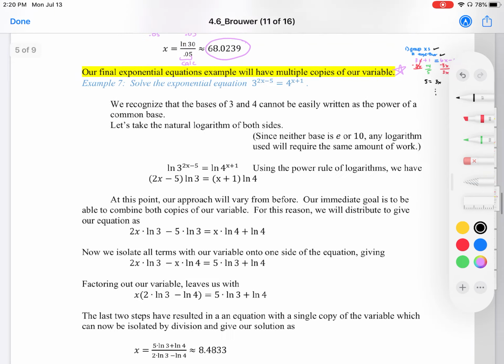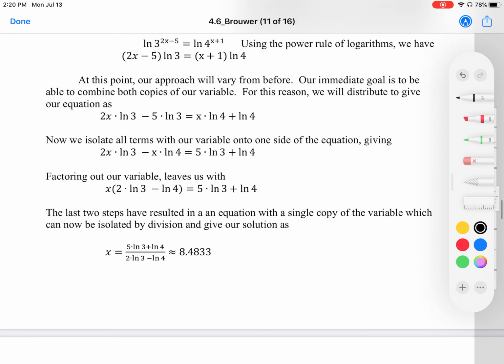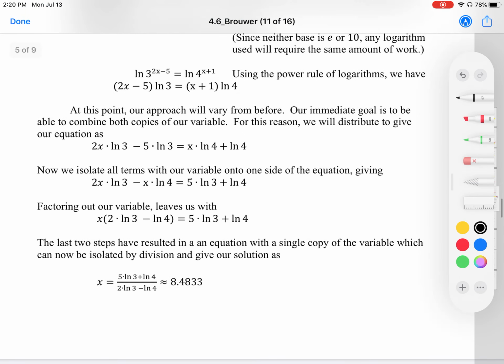Example 7. Solve the exponential equation 3 raised to 2x minus 5 equals 4 raised to x plus 1. We recognize that the bases of 3 and 4 cannot easily be written as a power of a common base. Let's take the natural logarithm of both sides. All right, so I take the ln of both sides. That way I can bring my exponent forward. So we have 2x minus 5, ln of 3, equals x plus 1 times ln of 4.